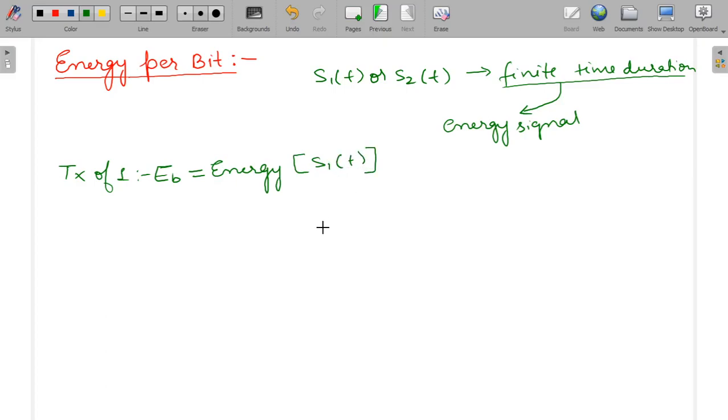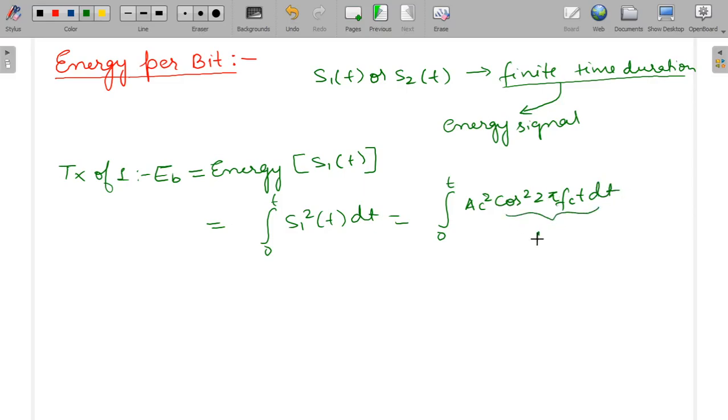Okay, so what will be the energy of S1(t)? It will be the integral from 0 to T of S1 square (t) dt. And what is our S1(t)? That is Ac cos 2 pi fc t. So it will be the integral from 0 to T of Ac square cos square 2 pi fc t dt. Now we can write this cos square 2 pi fc t as (1 plus cos 4 pi fc t) by 2.